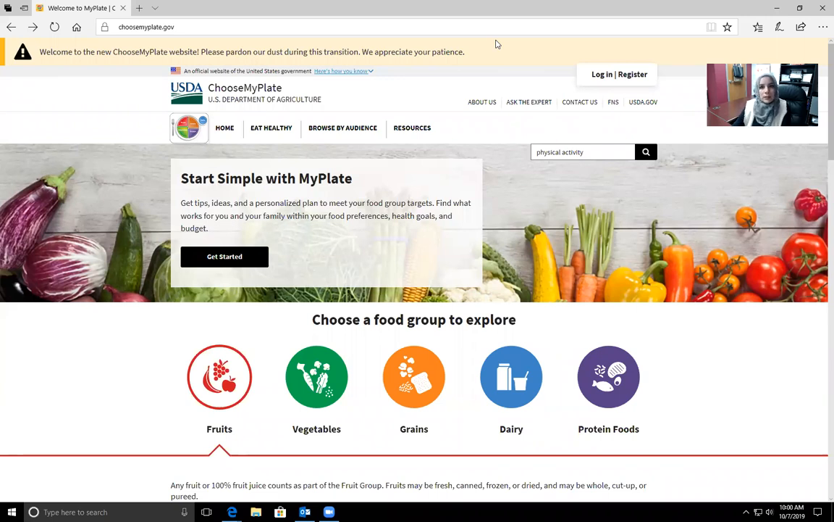Yeah, well, what I wanted to do is explain how to develop or create the physical activity plan. And this will be using ChooseMyPlate.gov again. For this, I'll be showing you the screen here where you go to actually ChooseMyPlate.gov.